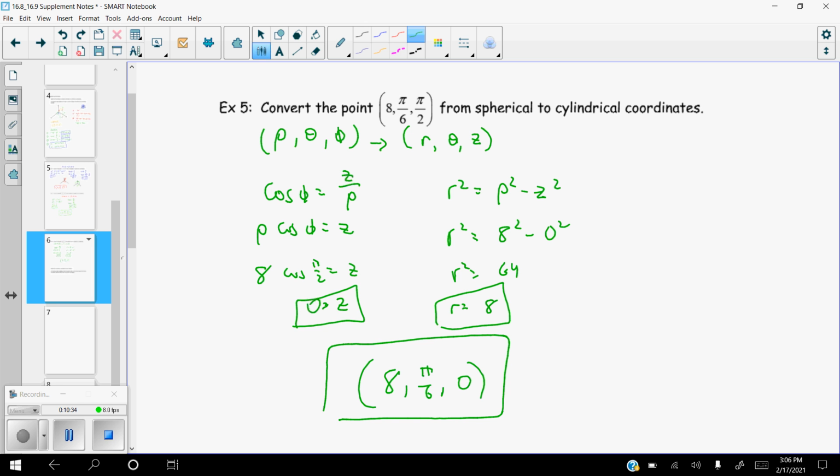So it's (8, pi/6, 0), which is actually something which is on the xy plane. And if you think about that, that should make sense. Look at your angle. Look at what phi was. Phi was pi/2, which is from the positive z-axis down to the xy plane. It's a 90-degree angle from the z-axis, so it puts you in the xy plane. So it makes sense.